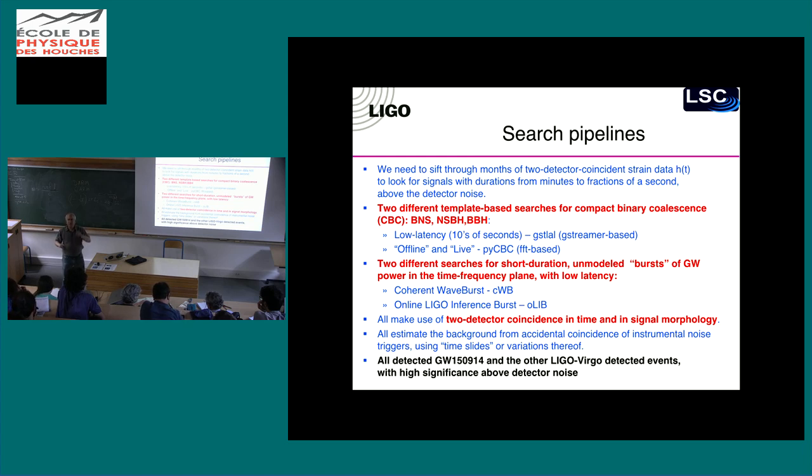So we have 10 to the 7 trials of accidental coincidence of instrumental noise. And from those, we can estimate how often you'll see something as loud as your candidate event. And from that, you can calculate a false alarm probability. And if that false alarm probability is less than 10 to the minus 6, you can say 5 sigma. Give me my Nobel Prize. And that's what happened. Okay?